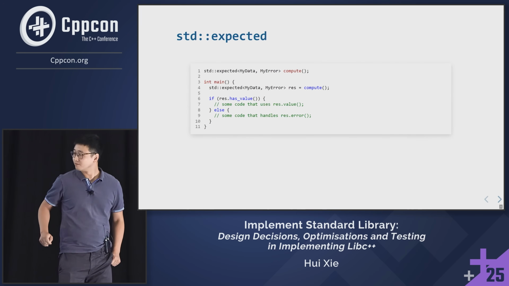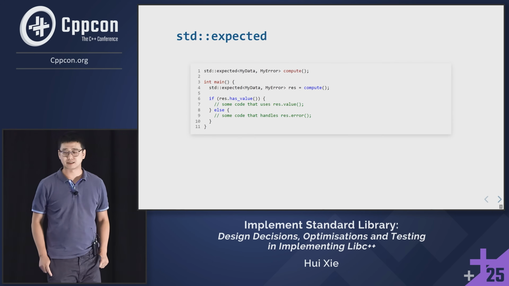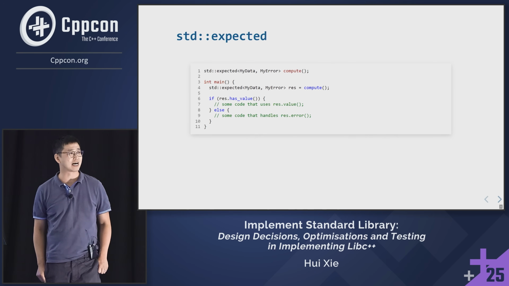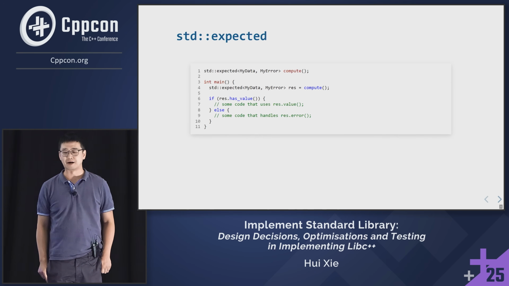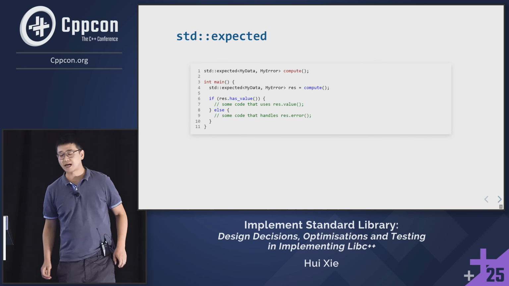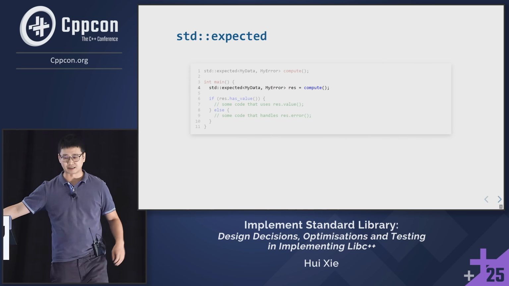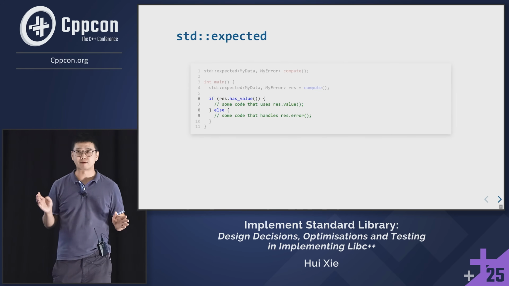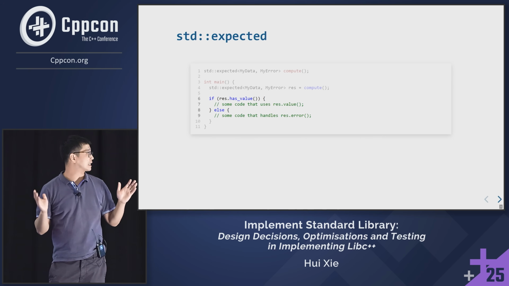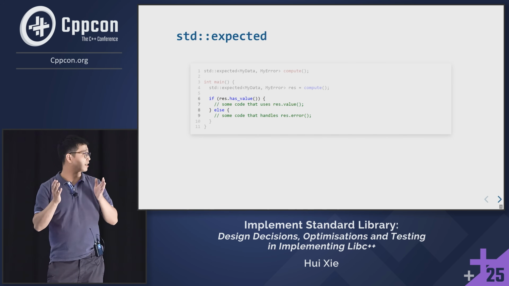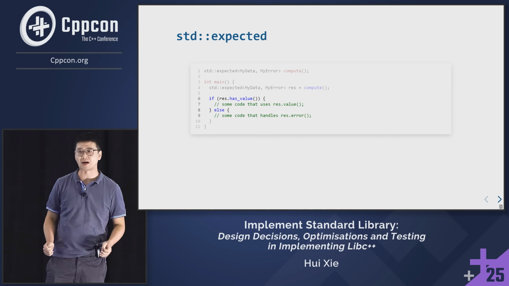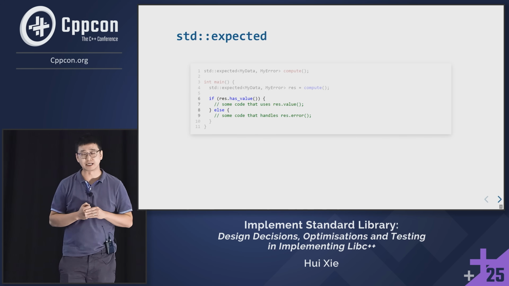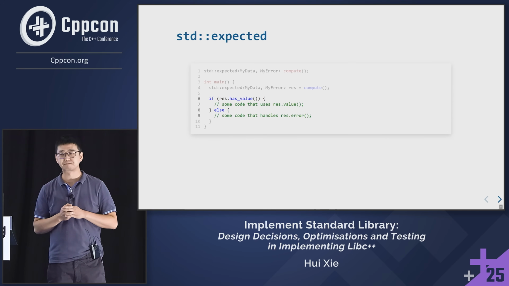The first example I'm going to share is about std::expected. std::expected is a utility class added in C++23, which is used for error handling. The user can call a function that returns a std::expected, and then query whether the expected has a value or not, and also retrieve the value or the error out of the expected. Another question is, how do we implement this class in the standard library?